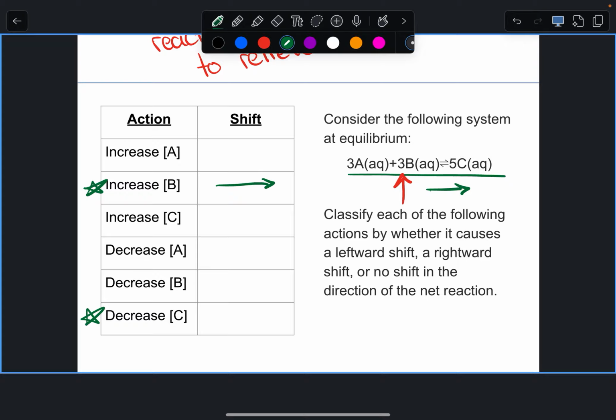Be aware that in that shift, usually the question is just going to ask which way does the reaction shift? It could also ask you, what happens to the concentration of C as a result? Well, it would increase, right? If the reaction is shifting towards products, you're making some of the products. That C is going to increase.